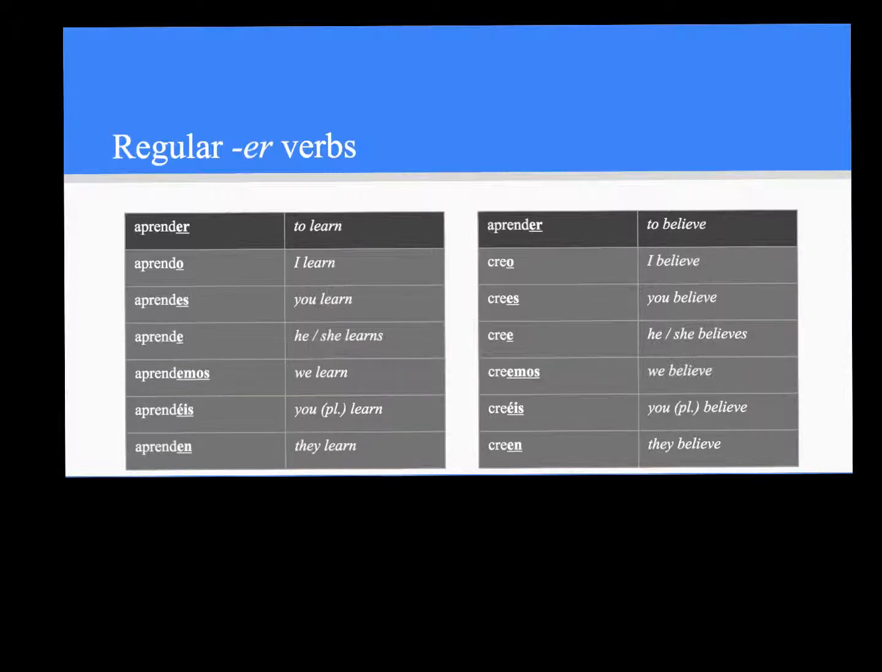So we can see then that it is only in the nosotros and vosotros forms, the we and you plural forms, that an ER verb has different endings from a regular IR verb, where vivir would have vivimos, aprender has aprendemos, where vivir would have vivís, aprender has aprendéis. But the singular endings, O, E, S, E, and the third person plural are exactly the same as the IR verbs.